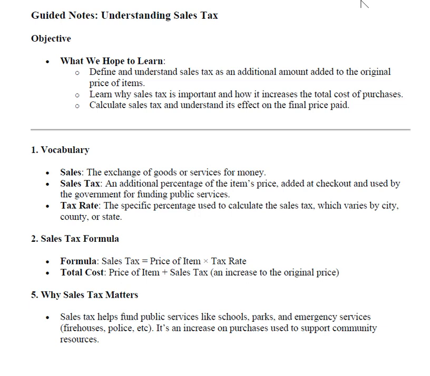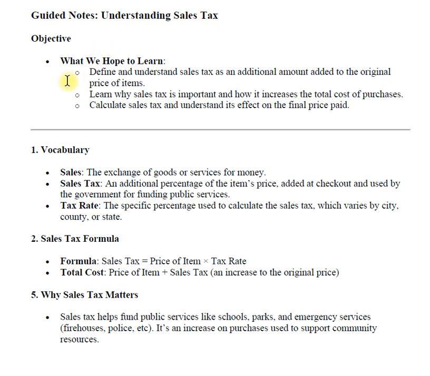In our upcoming videos, we're going to be talking about tax. And I wanted to make sure that you guys just had a little bit of background information in regards to tax, what it is, what we want to learn from this module, and some vocabulary terms, as well as why sales tax matters.